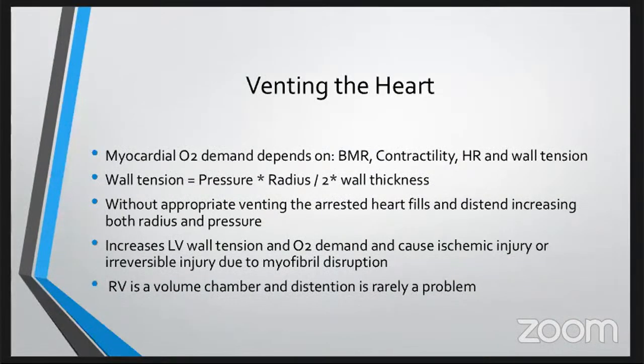Moving to venting the heart, usually the myocardial oxygen demand depends on basal metabolic rate, contractility, heart rate, and the wall tension. And the wall tension can be calculated by the pressure multiplied by the radius over 2 times the wall thickness. So without appropriate venting, the arrested heart may fill and distend more. This will increase both the radius and the pressure. And increased LV wall tension and oxygen demand will cause ischemic injury or irreversible injury due to myofibril disruption. And the RV is a volume chamber, as we know, and the distension is rarely problematic.